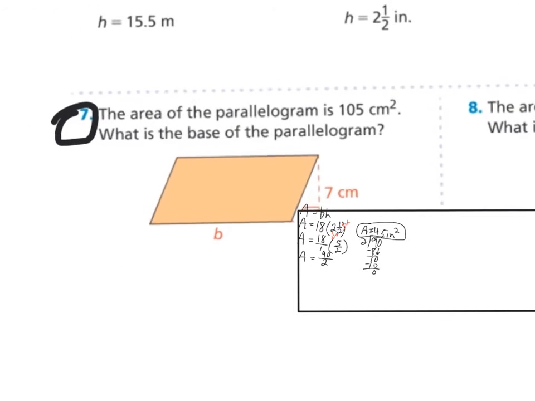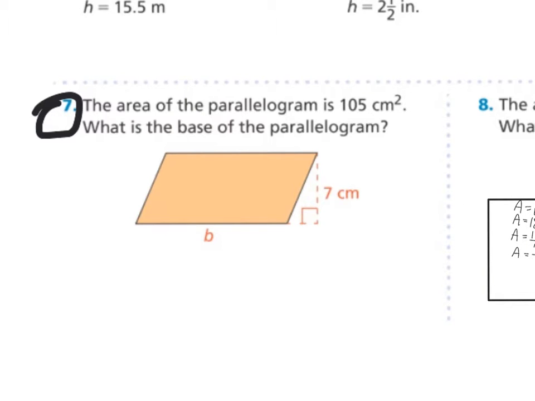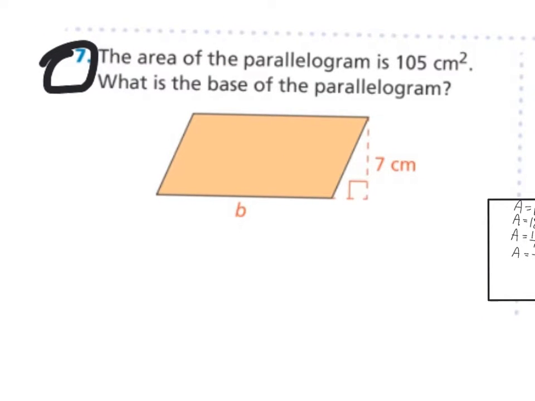So if we look at number 7, this is similar now to the ones we were doing towards the end there. It says the area is 105 square centimeters. The question is, what is the base? And we can notice from our picture we have 7 centimeters, which represents the height. Good.